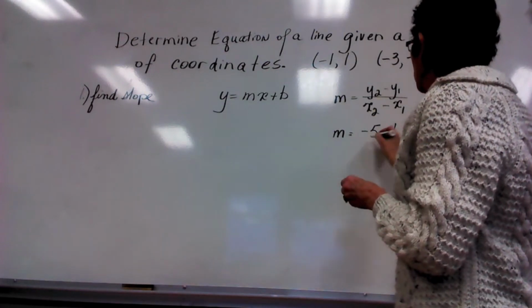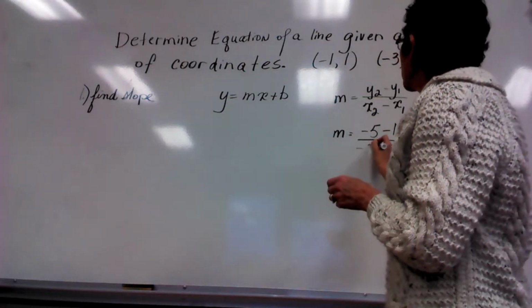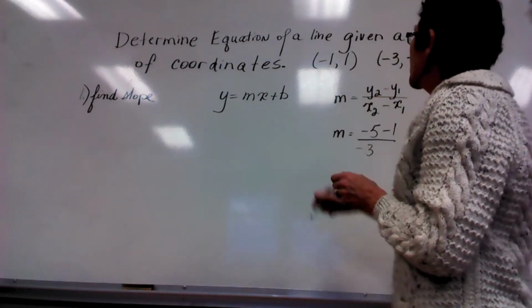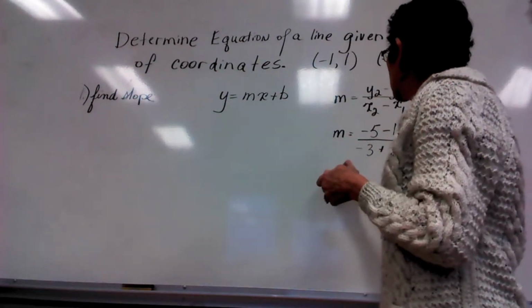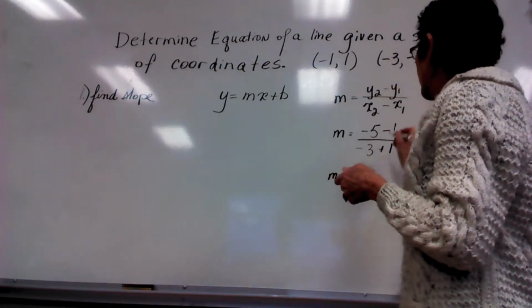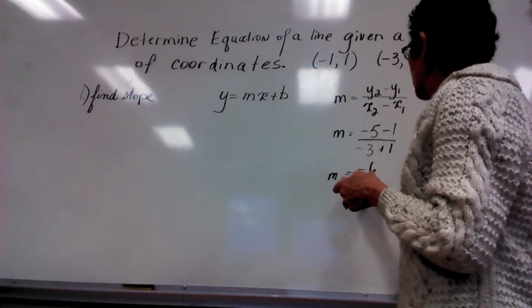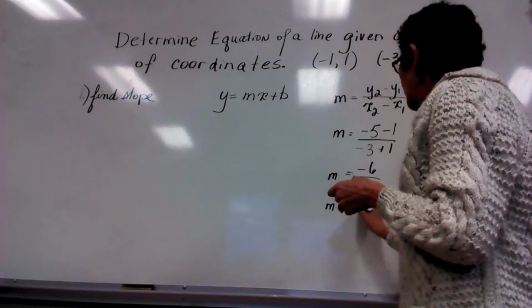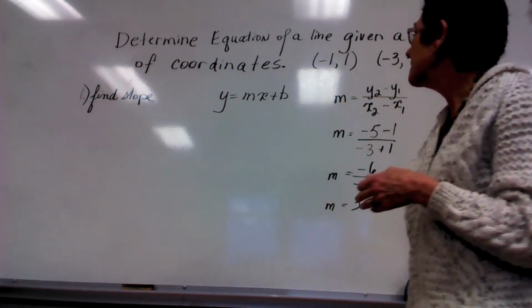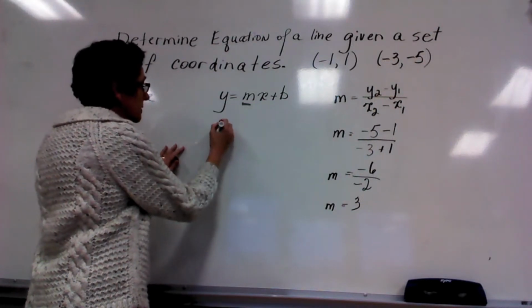-5 subtract 1. Then I have no option. I have to start with -3 subtract -1, which becomes +1. So doing the math, we have a numerator of -6, a denominator of -2, simplifies to a slope of +3. So we've got this part covered in our equation of a line.